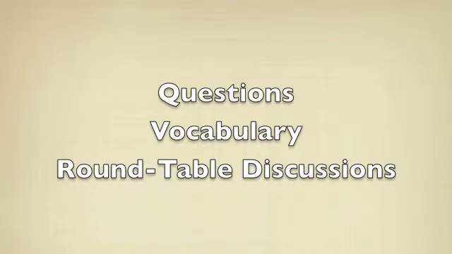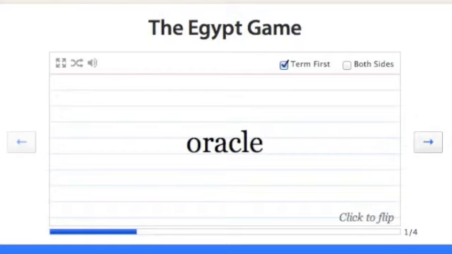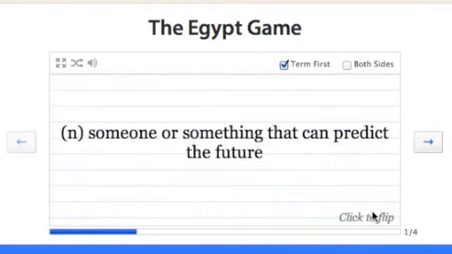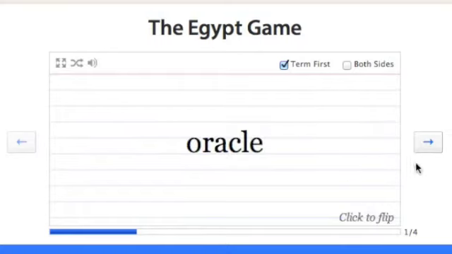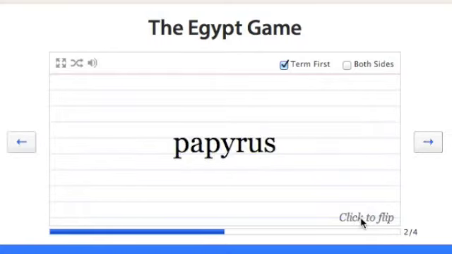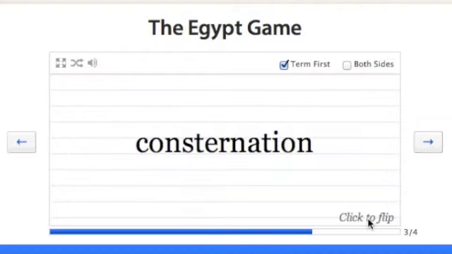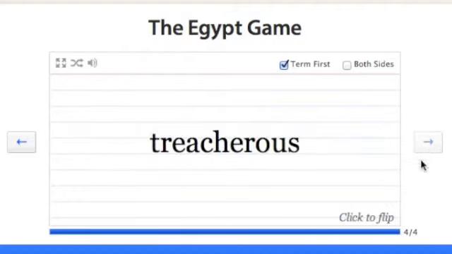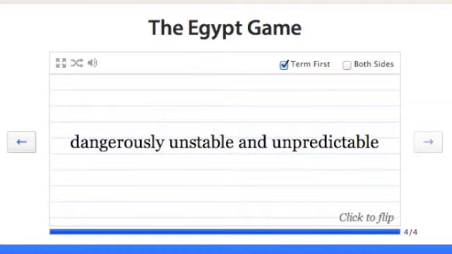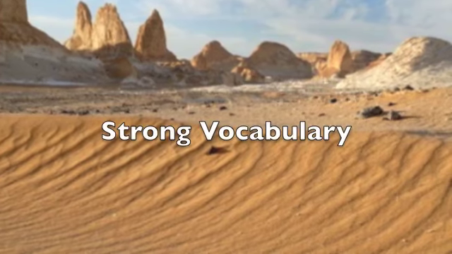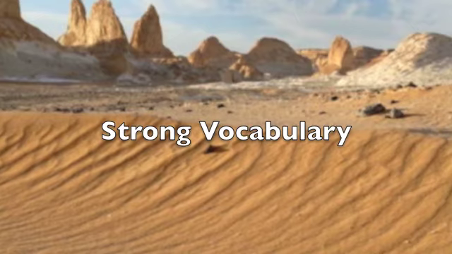So as we read the book, I have comprehension questions, vocabulary activities, and more. We all know that students love the internet, so I have them create vocabulary flashcards in Quizlet, and I incorporate content words such as oracle and papyrus, in addition to academic words such as consternation and treacherous. This activity increases student comprehension and develops their vocabulary repertoire.